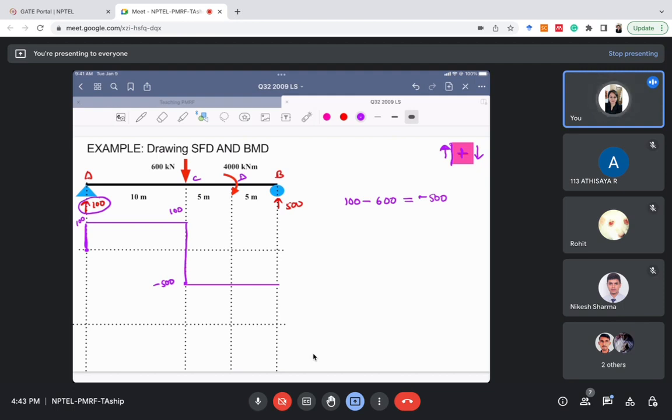Now at B, there is an upward point load, or upward reaction, of 500 kilonewton. Upward reaction is positive. Earlier it was minus 500 kilonewton here, right? Due to this point load, it will go upward and it will become 0 here. So this is the SFD. This is the positive part and this is the negative part. Is there any problem with the SFD here?